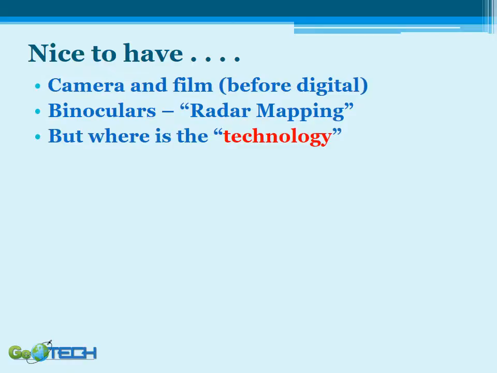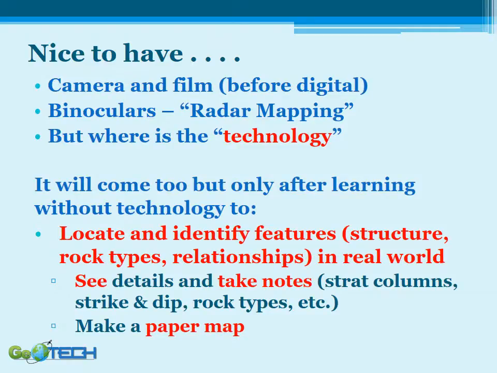But where is the technology? I didn't really see much unless you want to count a Brunton as technological. Well, it will come, but really first learn how to go out in the field, look at the rocks, walk on top of those rocks, identify the rock types, the structures, and other things you see, the relationships, and learn how to document them. So keep your field notebook, build those strat columns, and of course, make a paper map.